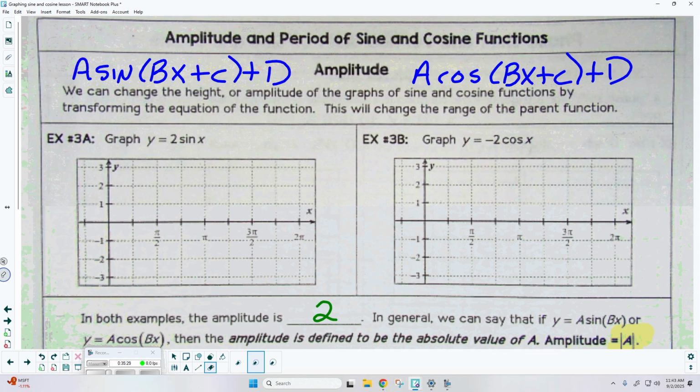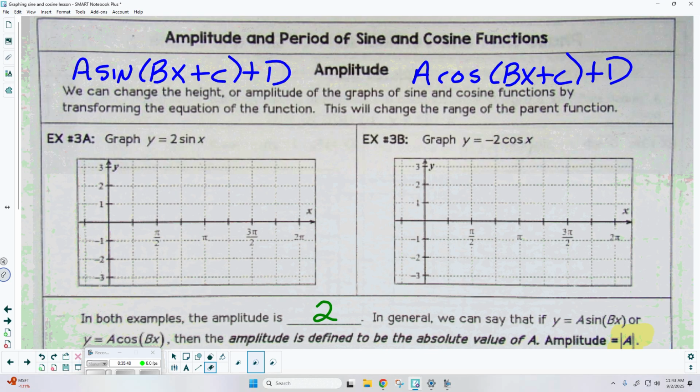So we're going to go ahead and start this with amplitude. We can change the height or the amplitude of the graphs of sine and cosine by transforming the equation of the function. This will change the range of the parent function. Okay, so let's say we want to graph y equals 2 sine of x.